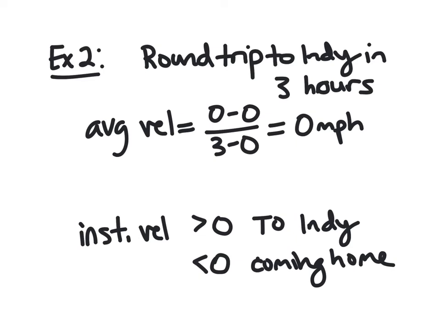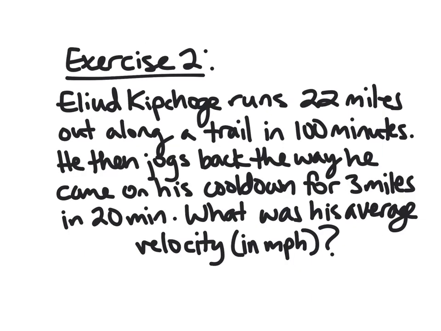All right, so I'm going to close this with one more exercise. It'll be on Edfinity, and then that'll be all. All right, so Eliud Kipchoge, he's the Kenyan world record holder in the marathon. Let's just say he's out for a workout, running 22 miles straight out along a trail, so in one direction, in 100 minutes. And then once he's done with that, he turns around and jogs back the way he came on his cool down for 3 miles in 20 minutes.